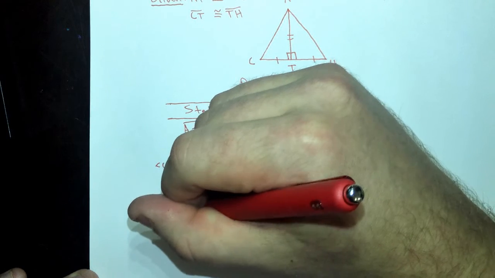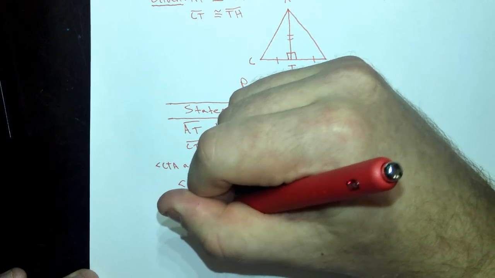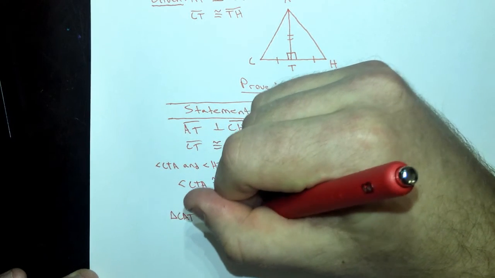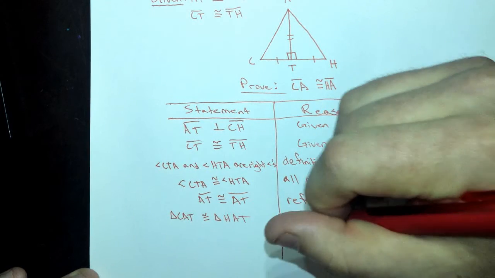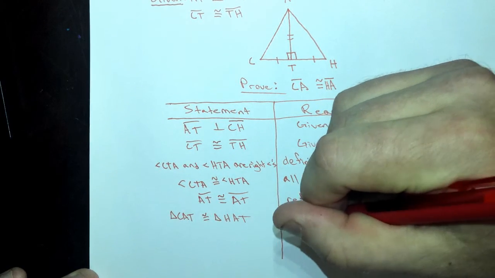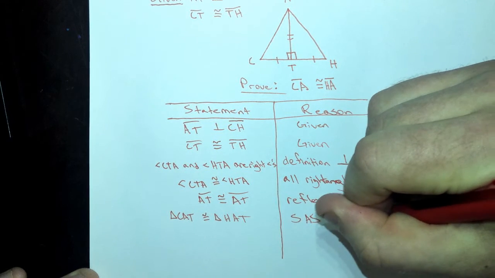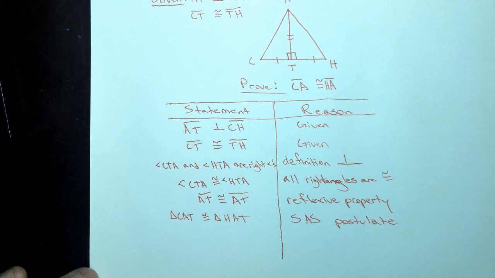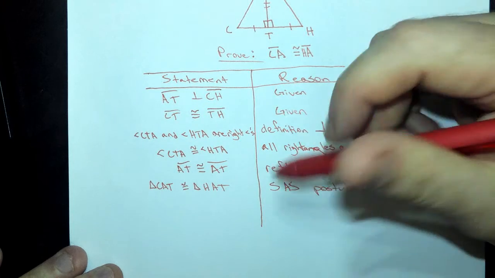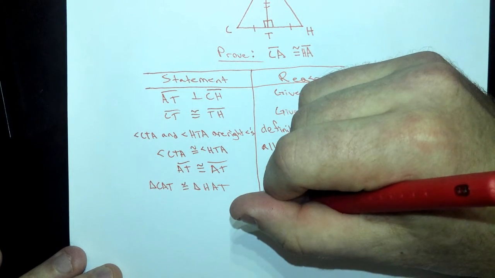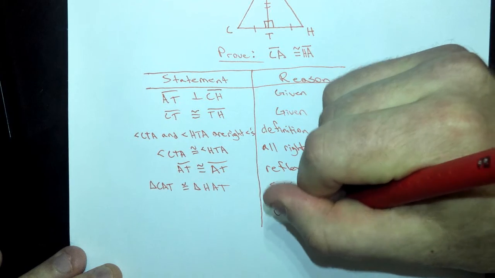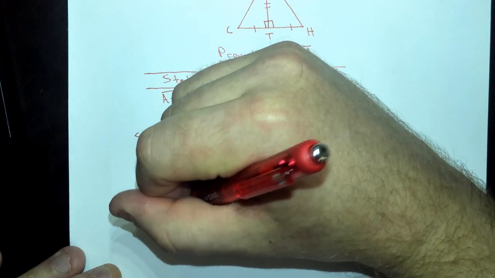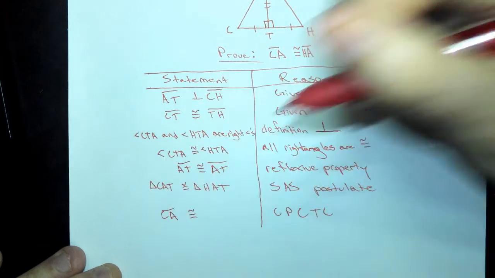So I can say that triangle CAT is congruent to triangle HAT because of the side angle side postulate. Well, now that I've got two congruent triangles, I can say that the corresponding parts of congruent triangles are congruent, right? Or we call that CPCTC. I can use this claim to say that that means that CA is going to be congruent to HA.